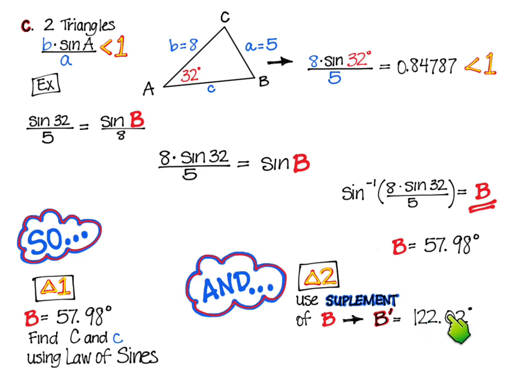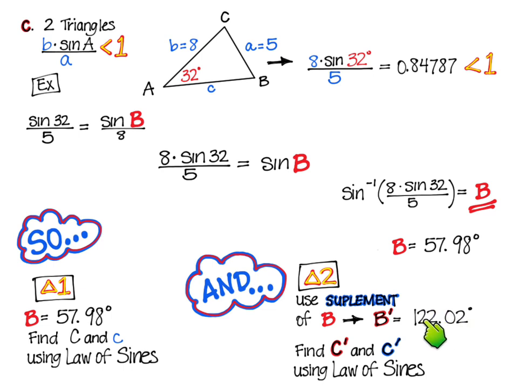Now we have a different triangle that has an angle of 32 degrees, a side opposite of 5, a side B that is 8, and angle B that's 122.02. That's our second triangle. We're going to use that information to find angle C by subtracting from 180, both 32 and 122.02. We will find C prime, meaning our second triangle, and then we use the law of sines to find side C.